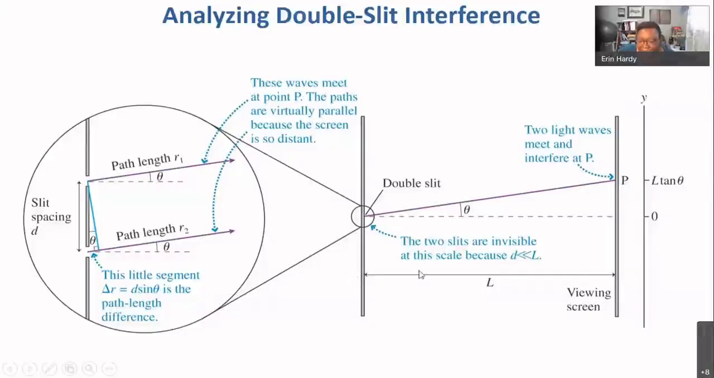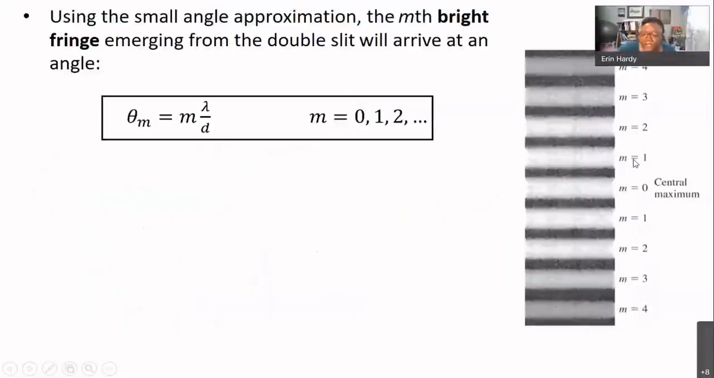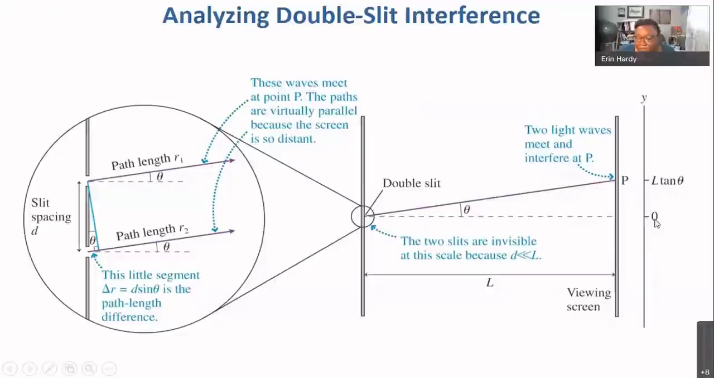So if the screen is some distance L away from the double slit, and we've just identified that this angle theta here has to be the same as our angle theta on the left-hand side, then L times the tangent of theta gives us the separation between the central maximum, that's at y equal to 0, and one of these bright fringes. It's going to happen at L tan theta, where theta is going to change for each different vertical position.